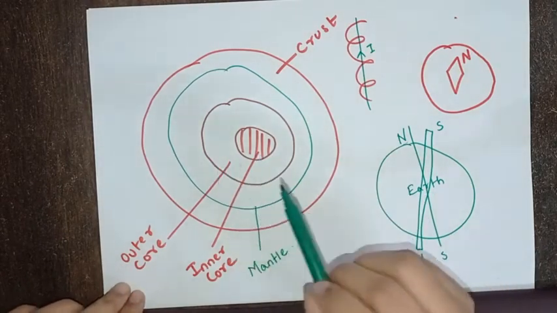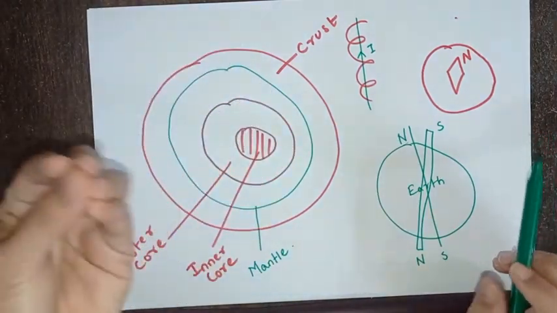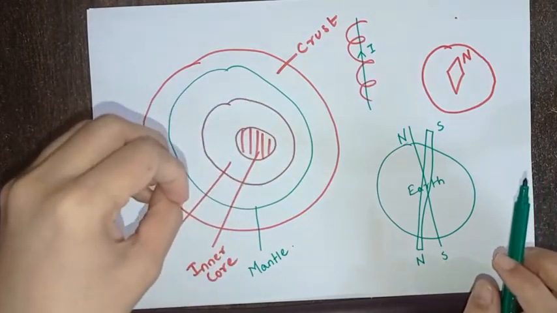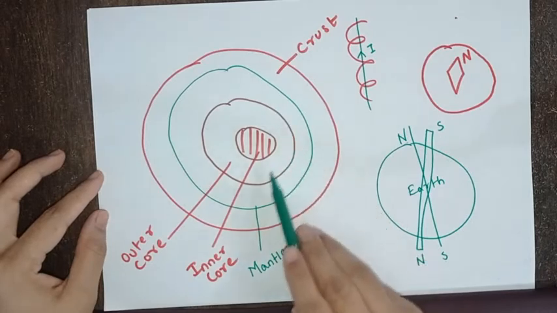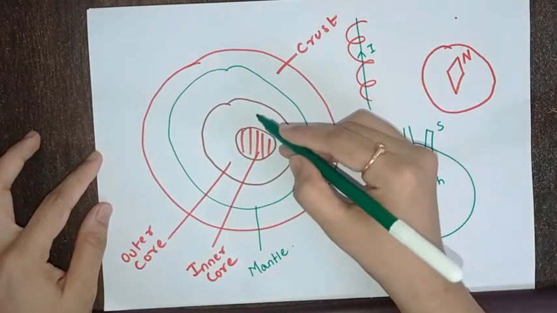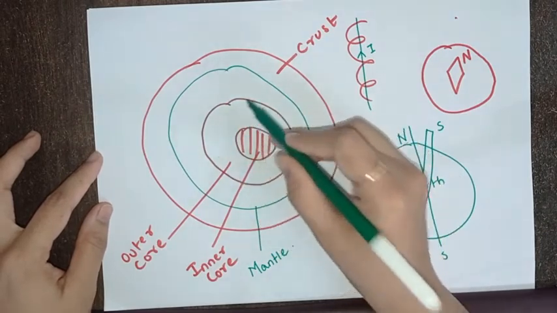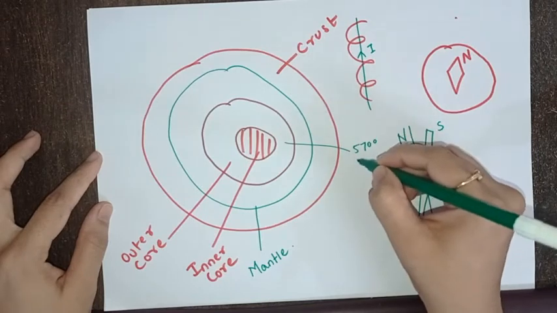We are only interested in the core part, because the current produced inside the Earth is because of this part. This core consists of metals, liquid metals. Especially this outer core consists of liquid metal which is at a very high temperature, around 5700 Kelvin.